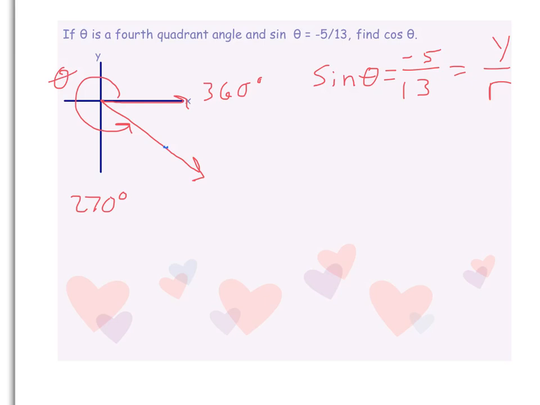Well, let's say I pick a point on that terminal side, and I do this whole right triangle thing again. I don't know what x is. I know y is -5, and I know r is 12. Again, I can use the Pythagorean theorem. Excuse me. Matter of fact, r isn't 12. R is 13.